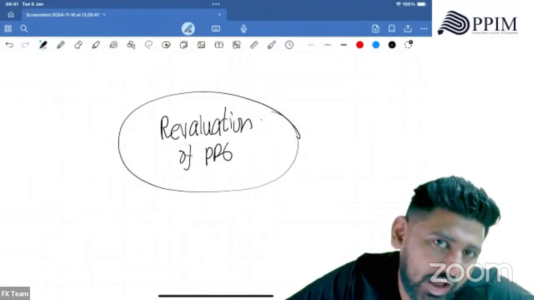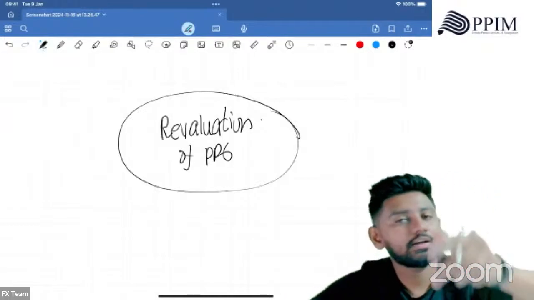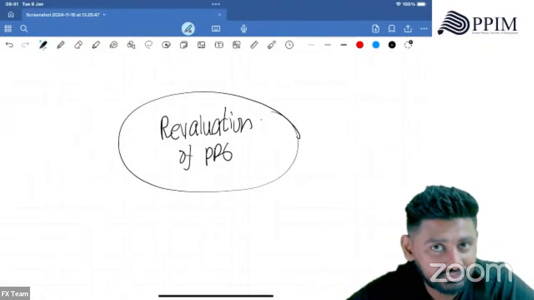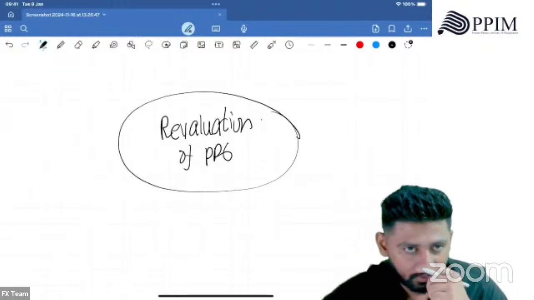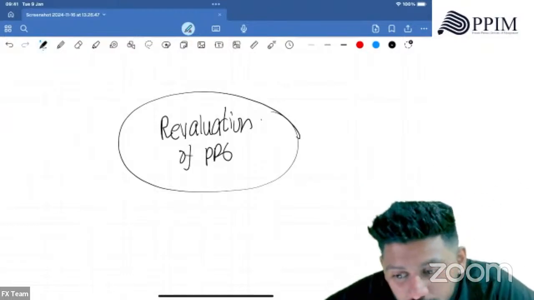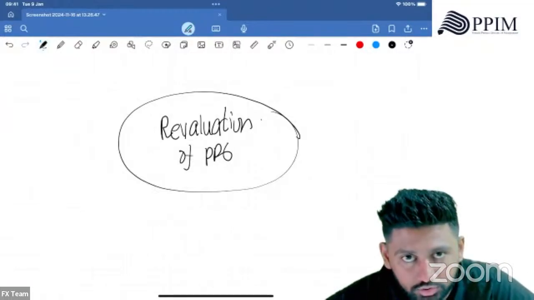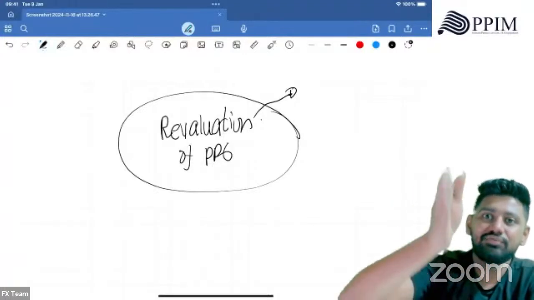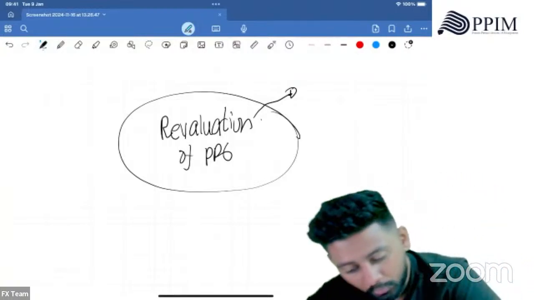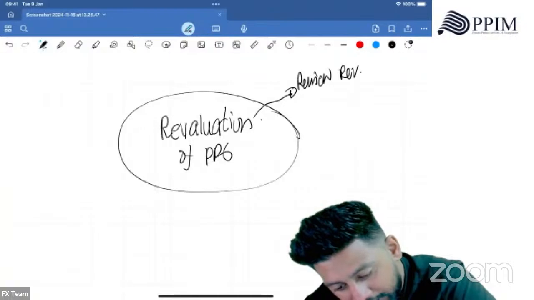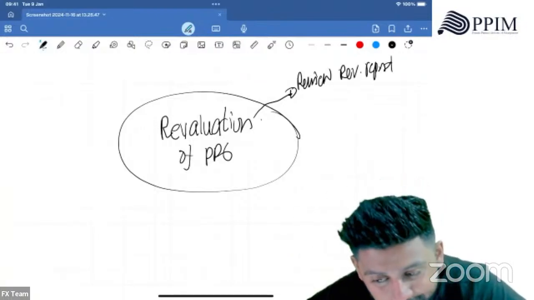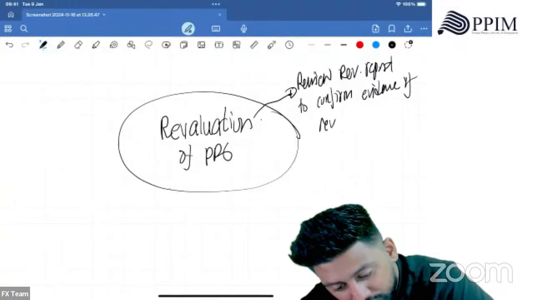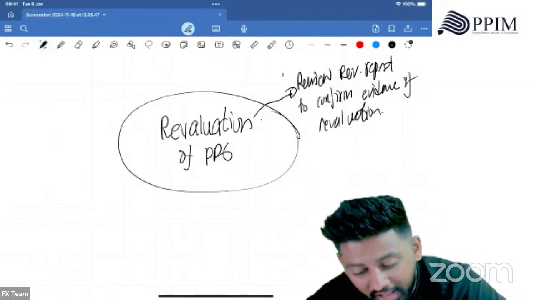Evidence is a supporting document. So try to see if you can connect it to a supporting document like board minutes, like the FA register, like valuation reports, things like that. Now, when it is revaluation, you are bringing in an expert to come and revalue. So this expert is going to give you a report. So you can always review the revaluation report for you to understand if the revaluation actually took place or not. So number one, review revaluation report to confirm evidence of revaluation. You're going to confirm that revaluation actually took place.